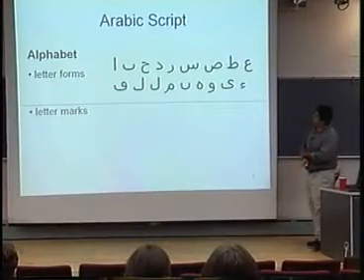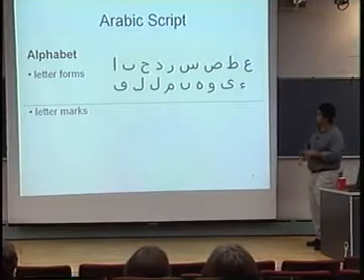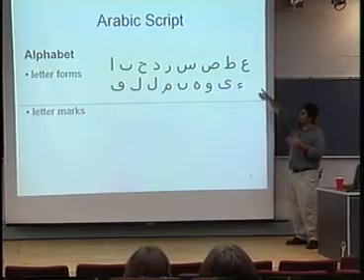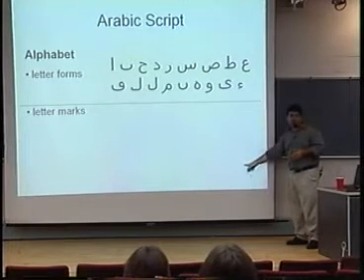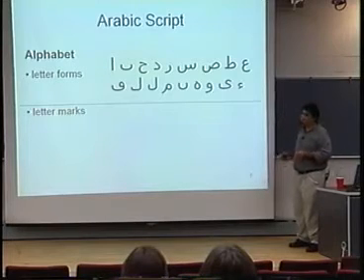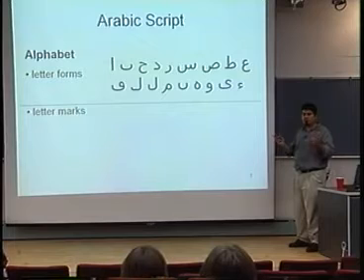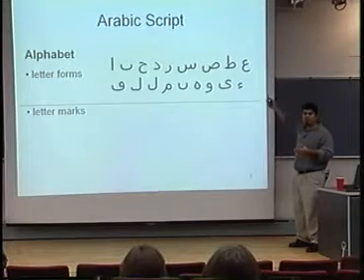All right, so the alphabet, you can talk about it in terms of letter forms and letter marks. The letter forms should in principle look similar to that last thing we saw down there, the Arabic script from 1,500 years ago. And these are the basic shapes that are allowable within the Arabic script. There are no more shapes that have been added.